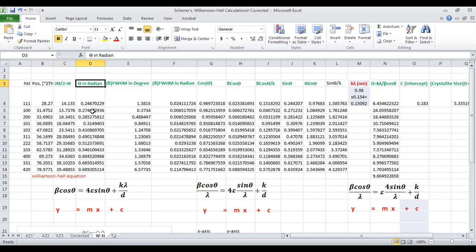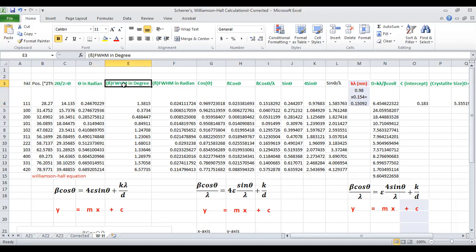Again, an important conversion: you have to use theta in radians, and I have described the detailed reason why we use radians in the previous lecture. You can even use this Excel function to convert all these values from degrees to radians, or you may use the simple conversion factor which we have discussed. Again, this is the beta.